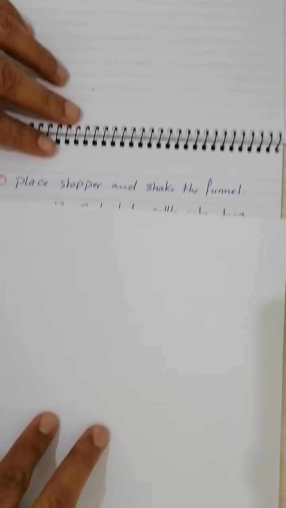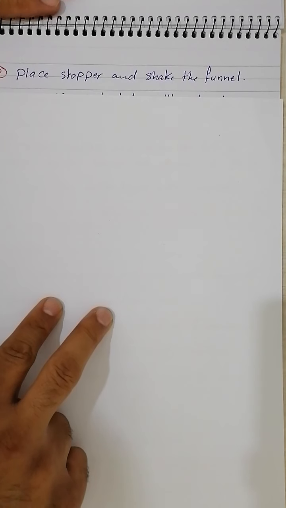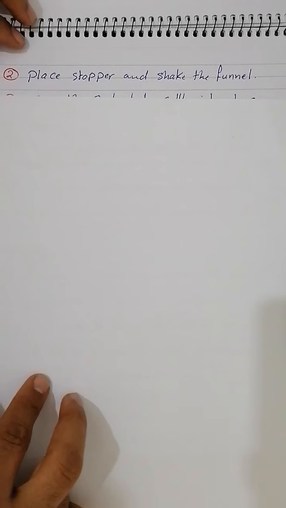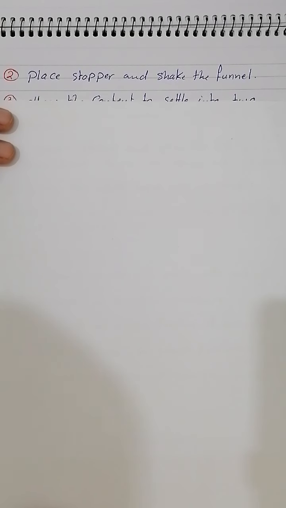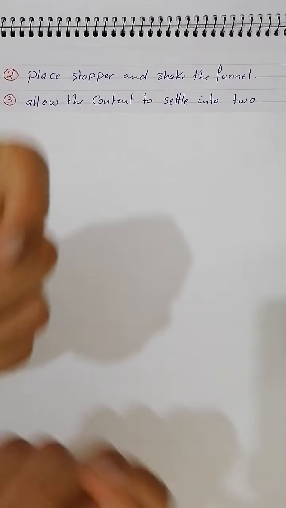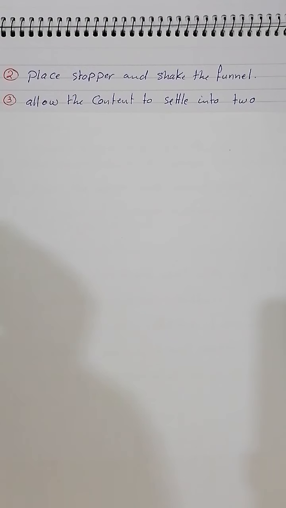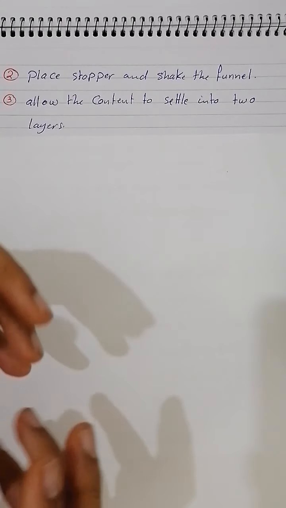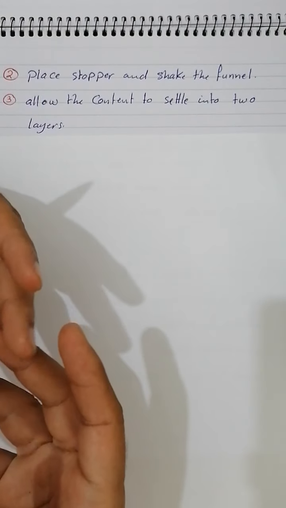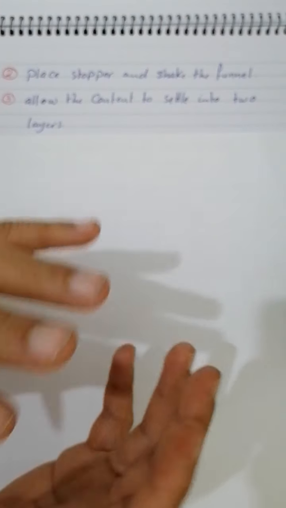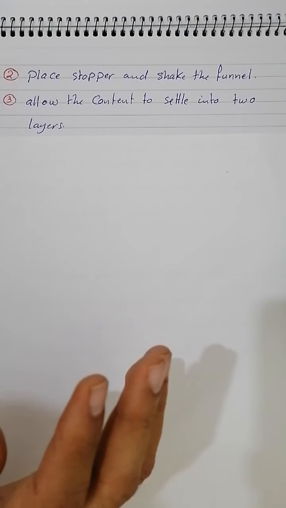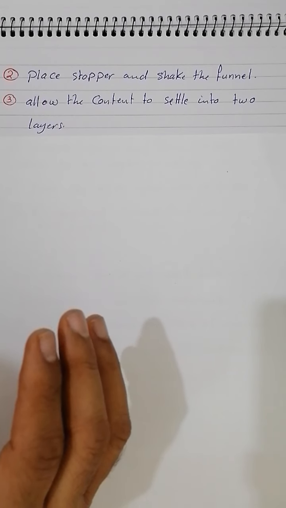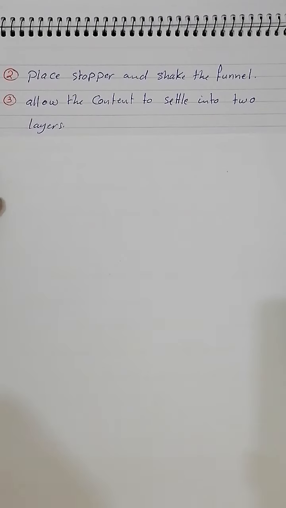After that, what we will do: place the stopper in the separating funnel and shake the funnel while it's closed, and after that allow the content to settle into two layers again. When we shake the funnel, the two layers will mix together. Then we keep the funnel without movement, without shaking. So what will happen? The components will separate again into two layers.